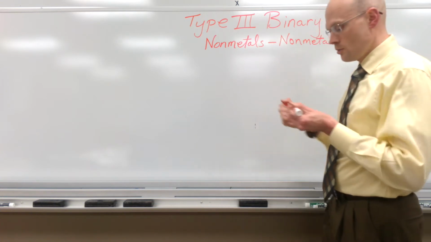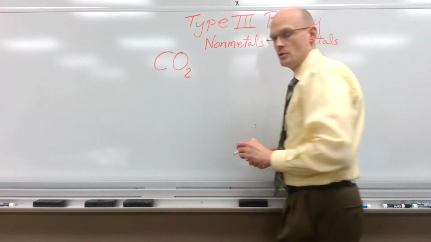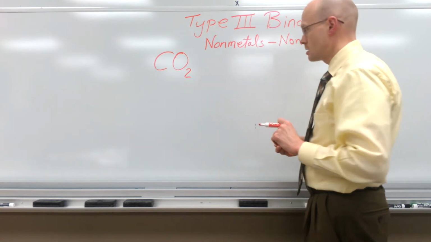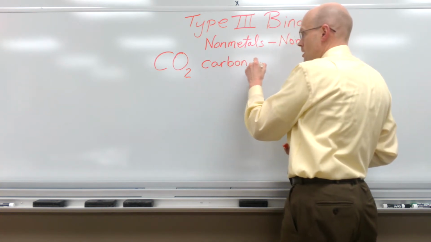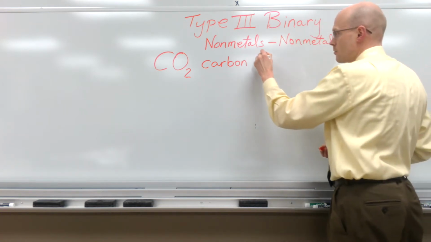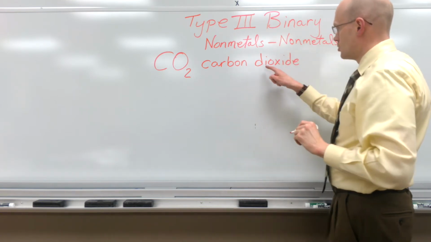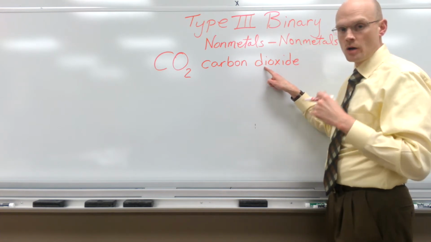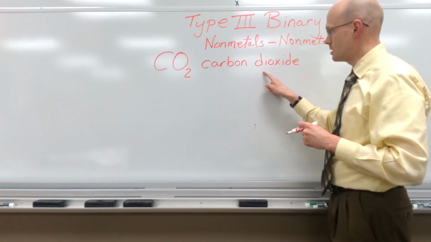So let's try one. We'll try a very common compound that most are familiar with, CO2. Okay. Why do we name it carbon dioxide? How does that come about? When you have binary compounds of the type 3 form, where nonmetals and nonmetals are coming together, how we represent that is using the numerical prefixes, such as di meaning 2, mono 1, tri 3, tetra 4, those various numerical prefixes.